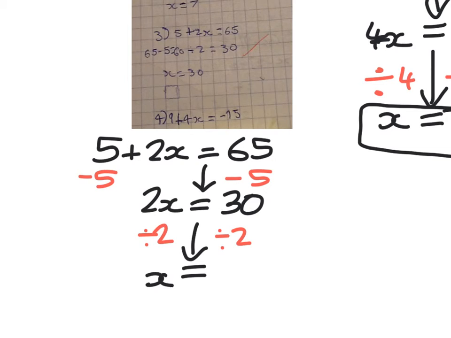That shouldn't have been 30 there. That should have been 60, shouldn't it? Just rub that out. So you can see that even when I'm not thinking, I can make mistakes. I've made loads of mistakes in this video. So 60, and then 60 divided by 2 would have been 30.